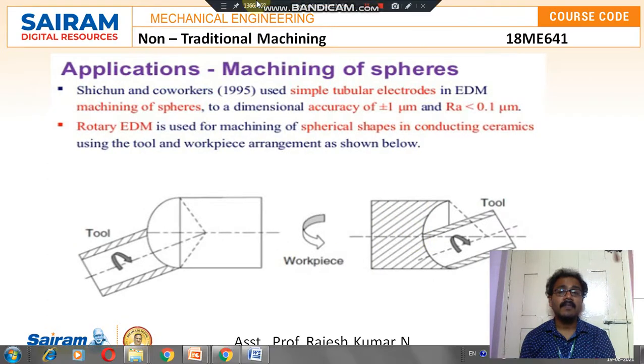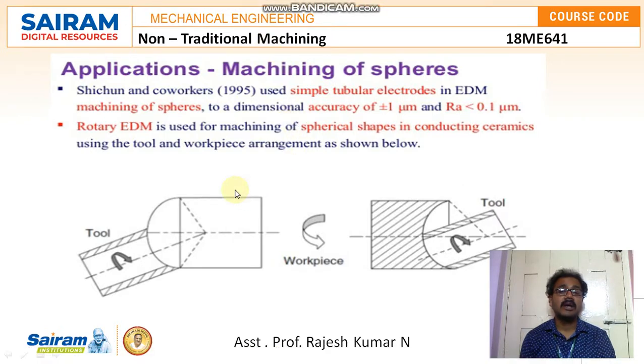And the next application is machining of spheres. Here Sichun and co-workers in 1995 used simple tubular electrodes in electrical discharge machining of spheres to a dimensional accuracy of plus or minus 1 micrometer, and Ra less than 0.1 micrometer. Here rotary electrical discharge machining is used for machining of spherical shapes in conducting ceramics using the tool and workpiece arrangement as shown below.